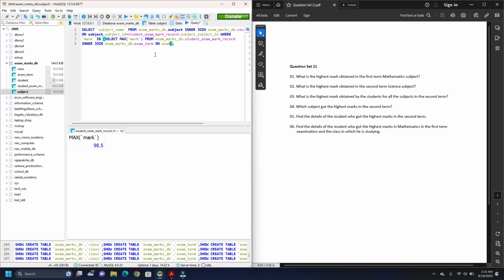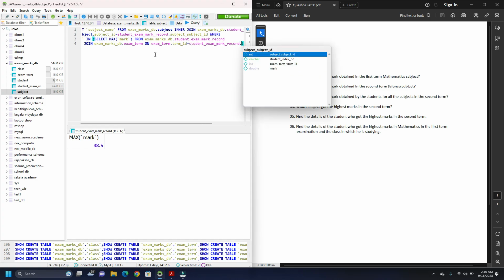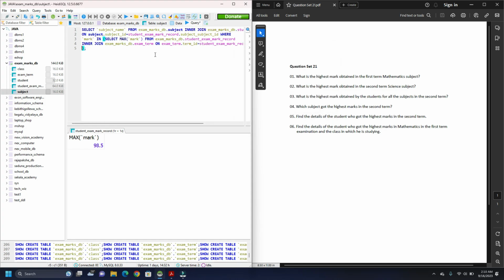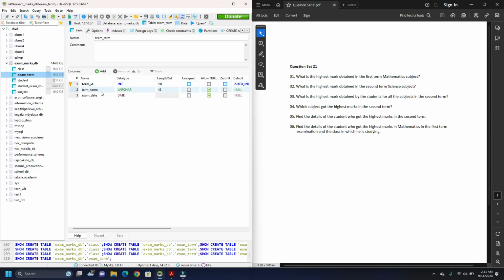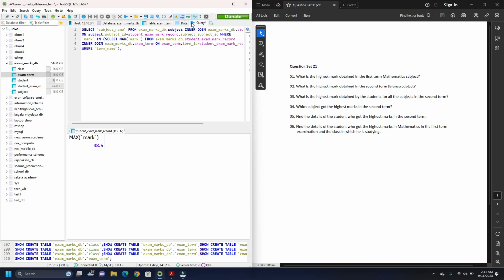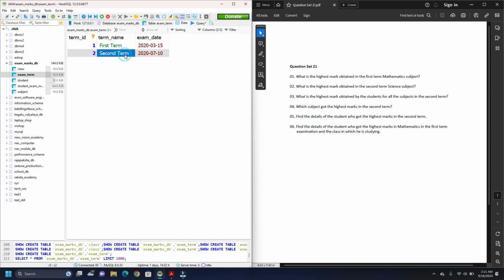So the exam term table uses the term ID to inner join with student exam mark record table, where here it states the term is second term. So the term name equals second term.